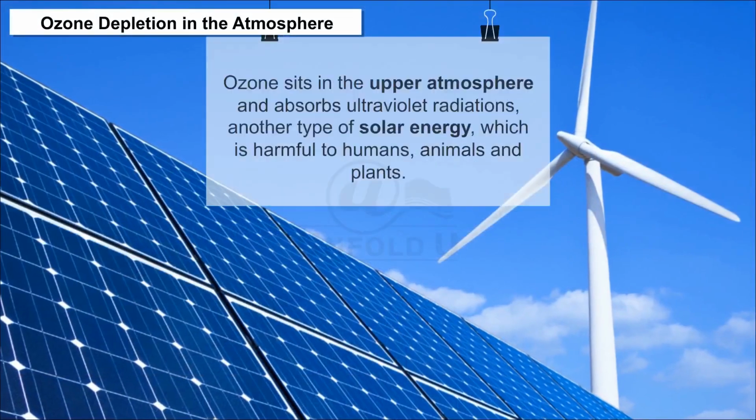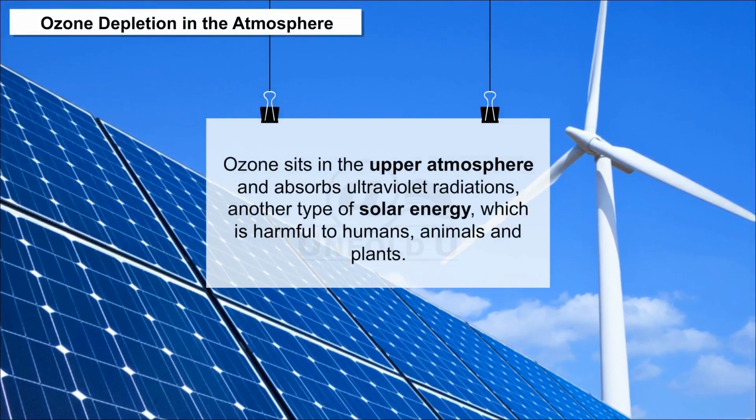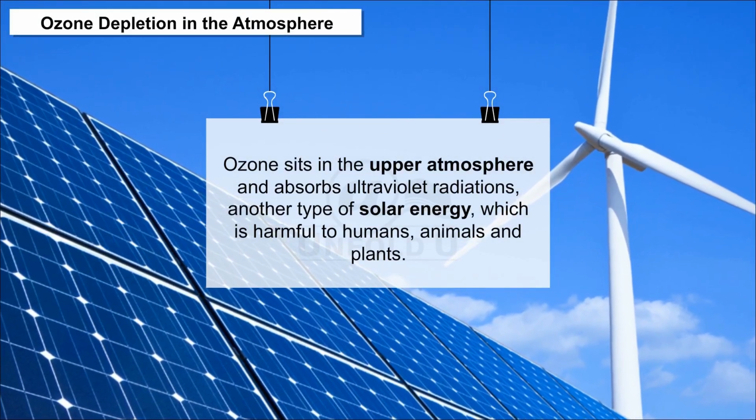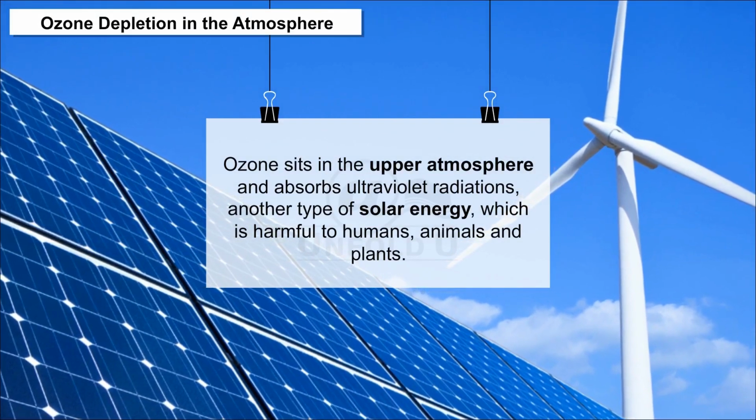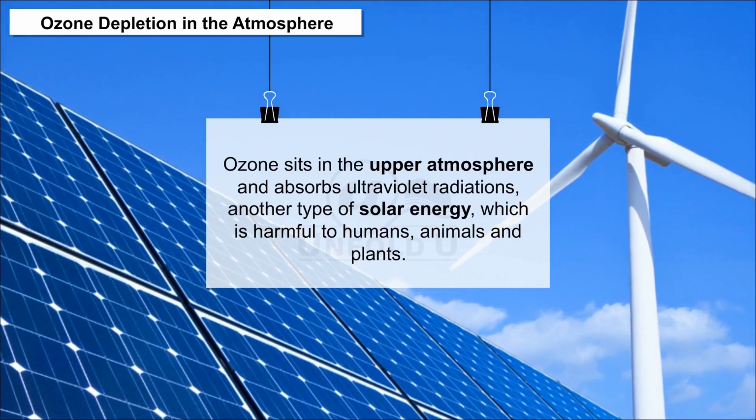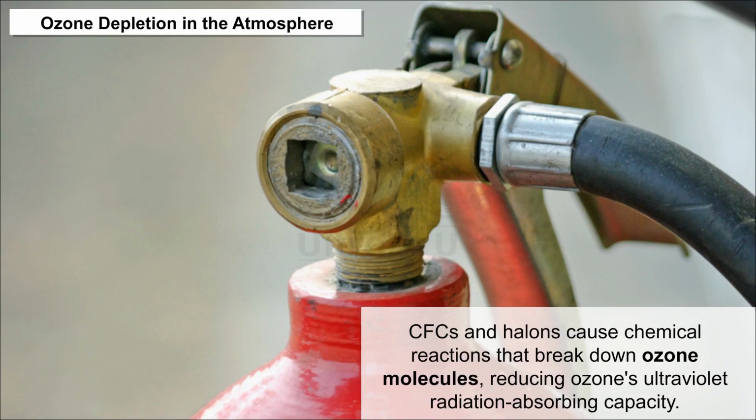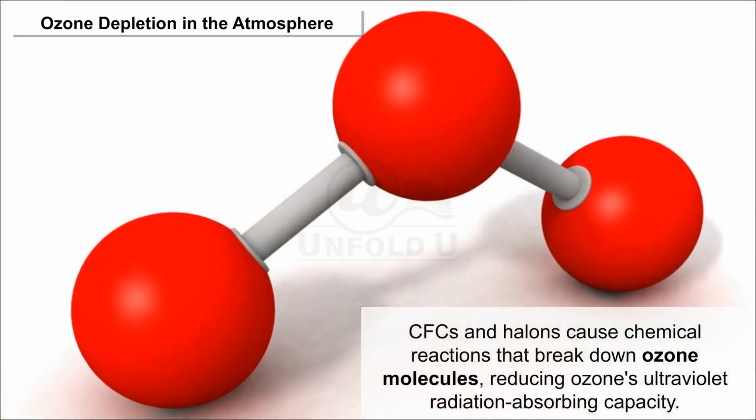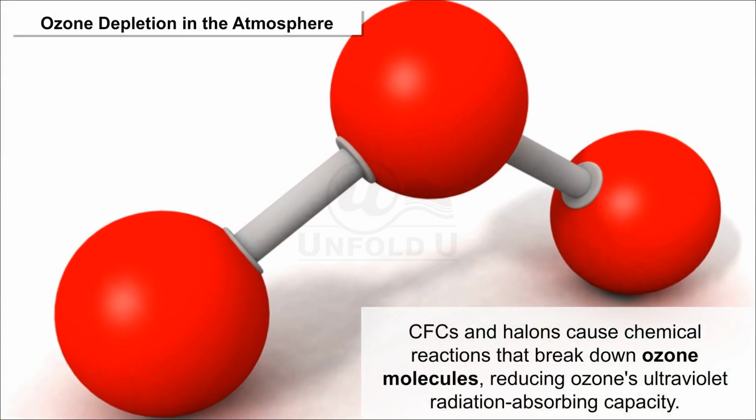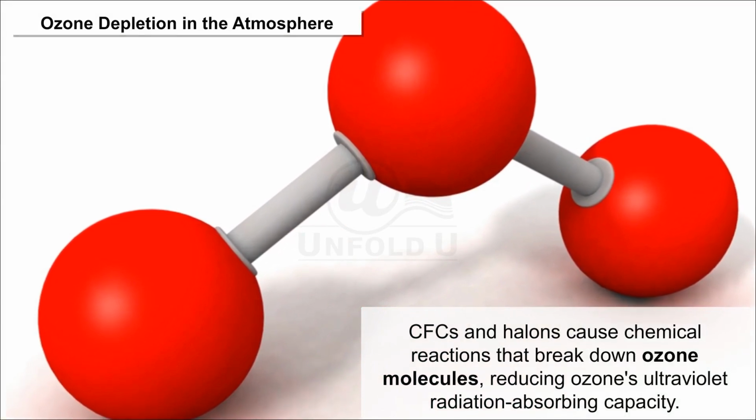Ozone sits in the upper atmosphere and absorbs ultraviolet radiation, another type of solar energy which is harmful to humans, animals and plants. CFCs and halogens cause chemical reactions that break down ozone molecules, reducing ozone's ultraviolet radiation absorbing capacity.